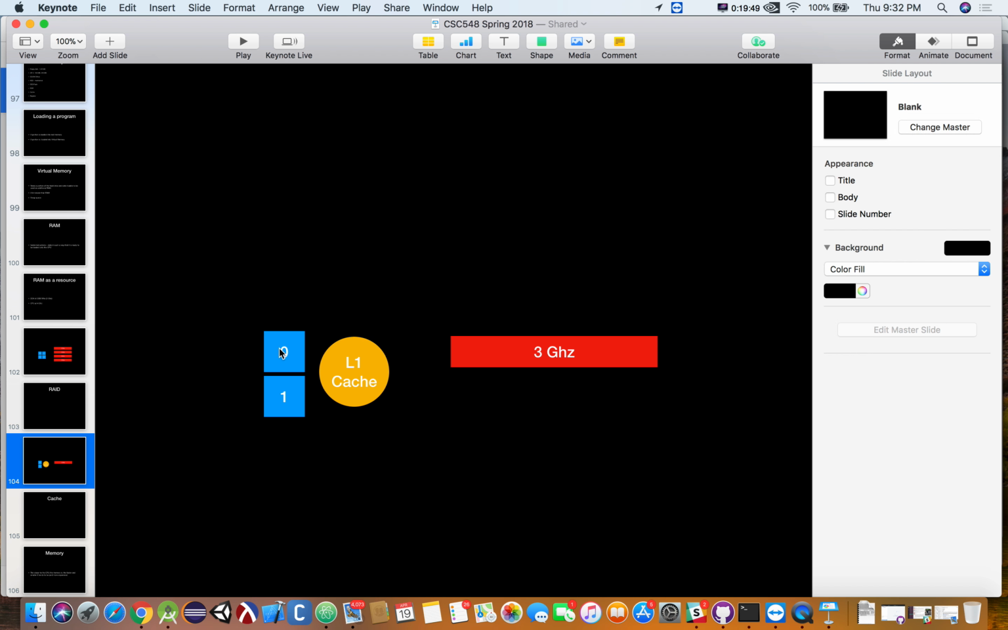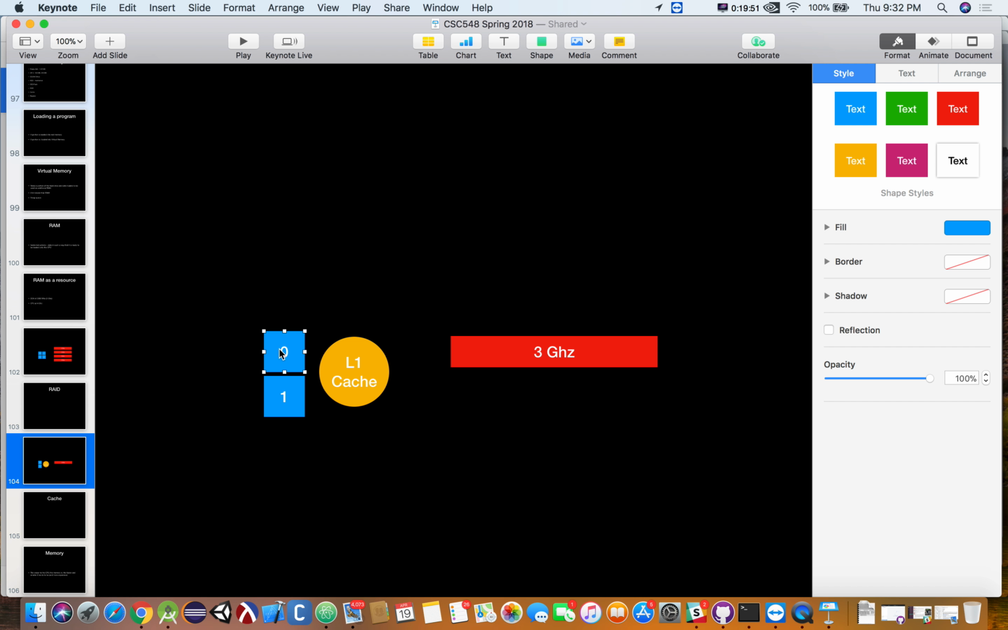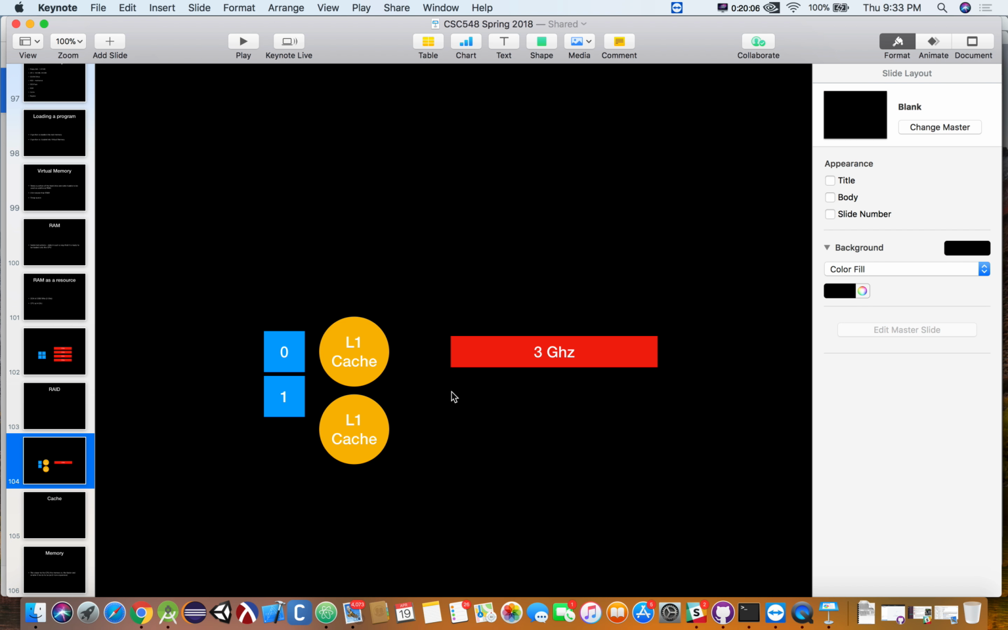So when this guy says, I need something from memory, he's going to first go and look in cache, L1 cache. Now, what's nice about L1 cache is that each core gets their own version of that. So L1 cache is on a per core basis. L2 cache is also on a per core basis. L3 cache is shared among all the cores.